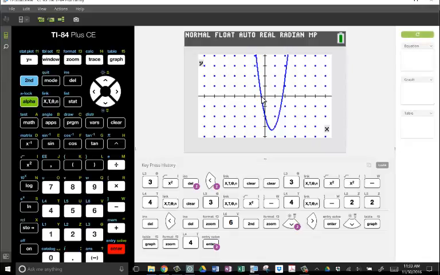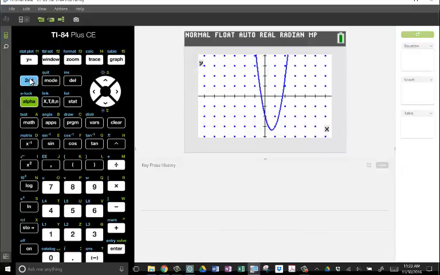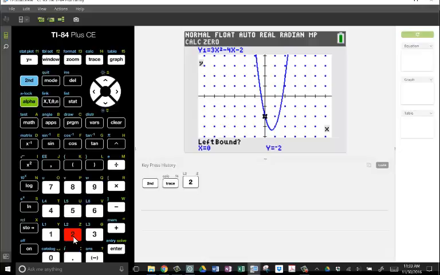Now to do that, we're going to use a left bound and a right bound. Now to get those points, and let me clear out all these steps to allow you to see my steps down here at the bottom on a new cycle. Go second, trace, which is the word calc. Choose option 2, which is 0. And now the question at the bottom of the screen says, what is the left bound?